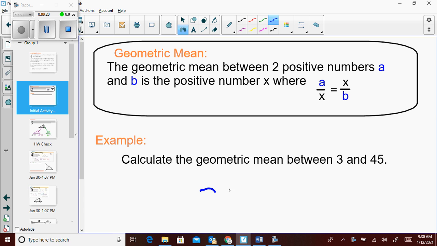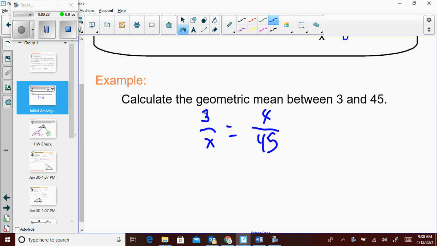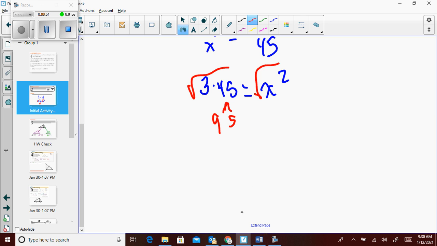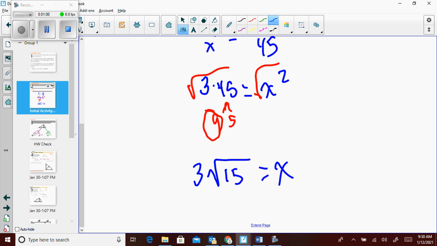So for 3 and 45, it doesn't matter where the 3 and 45 go. It does not matter, because no matter what, you're going to be multiplying them by each other. Whether you put the 45 here and the 3 here, it's still going to be the same. So I get 3 times 45 is x squared. I'm going to square root both sides. I just left that as 45 because I'm going to look at it like this: 9 times 5. That is my perfect square. So I have a 3, 3 and 5. 3 radical 15 is x.